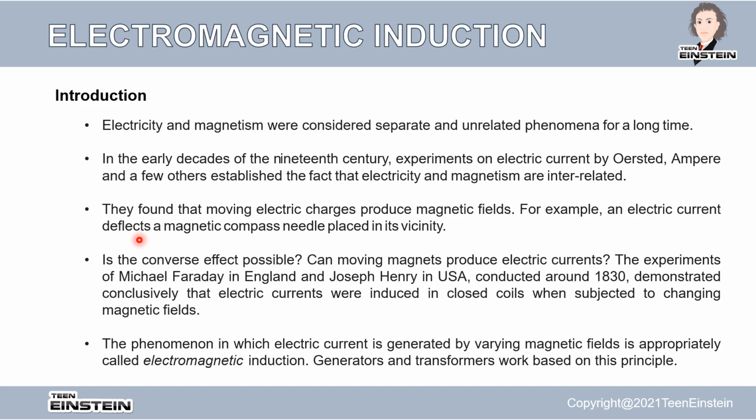So if an electric current can deflect a magnetic compass needle, is the opposite also possible? Is the converse effect also possible? Can moving magnets produce electric current? The experiments of Michael Faraday in England and Joseph Henry in USA, conducted around 1830, demonstrated conclusively that electric currents were induced in closed coils when subject to changing magnetic fields.